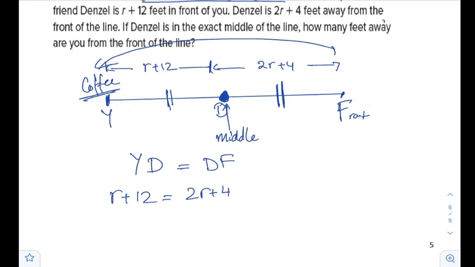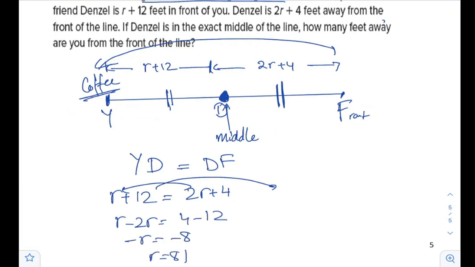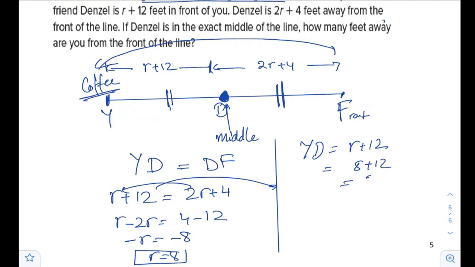And we can solve it this way. So minus R is minus 8. So R is 8. After you find 8, you replace. Let's replace in any of the segments. If you replace to find YD, which is R plus 12, it is 8 plus 12, which is 20. Is it the required thing? Is this what is required? No, what is required is from Y to F, from you to the front of the line.